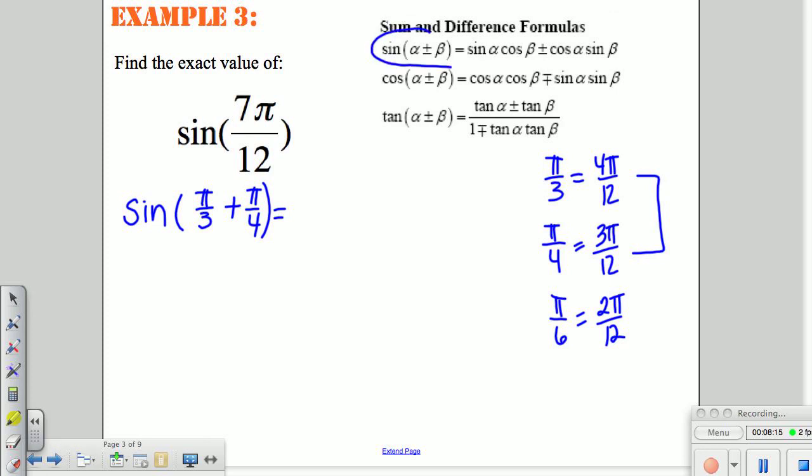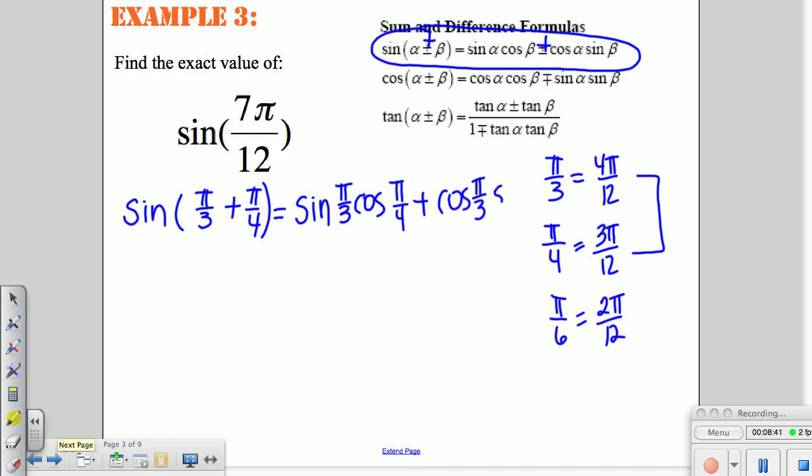You should have chosen the top formula, and we're going to use the plus sign in the middle because we're dealing with a sum here. Now notice this one sets up a little differently than the cosine formulas. This time we're going to have sine of pi over 3 times cosine of the other angle, pi over 4, plus, now we need cosine of pi over 3 and sine of pi over 4. Notice I'm just plugging them into the formula above: sine, cosine, cosine, sine.